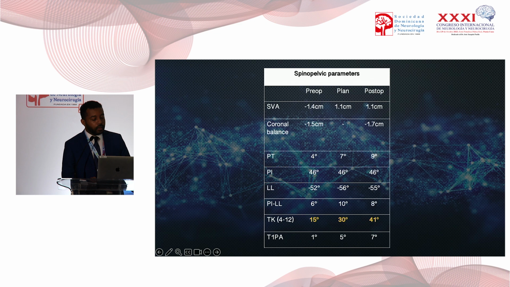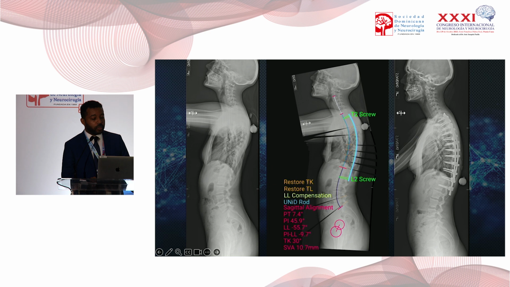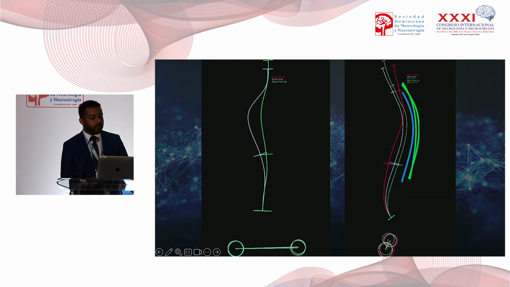According to the plan, thoracic kyphosis from T4 to T12 was 15 to start with. We anticipated getting her to 30, and we actually got more than we bargained for, 41, which in this case was good for her. Again, the apposition of the preoperative film, the plan, and good apposition to the postoperative film.